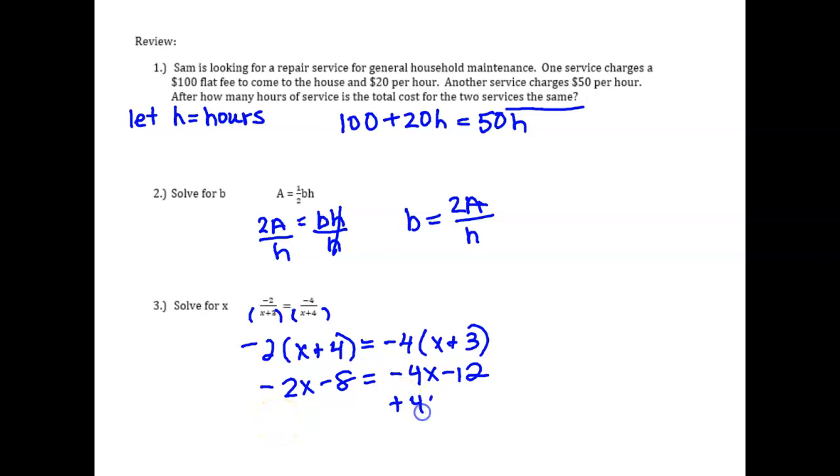So you'll add 4X to both sides. I'm not going to do it all for you. So just get your X. So that's how we do the 3 review problems. Hope this helped.